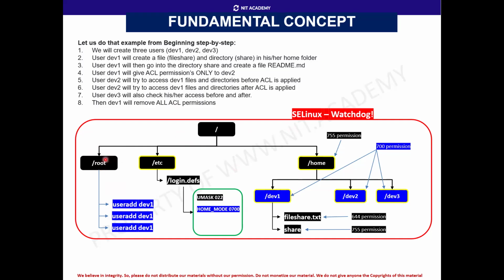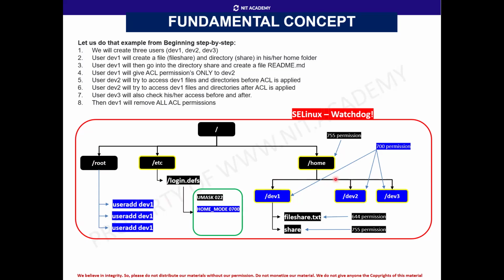Now the root creates users with the useradd command: useradd dev1, useradd dev2, useradd dev3. The minute he uses this command, it goes into the login.defs file, and it now defines the home mode of the user. So this is the 700 permission that you are seeing being applied to that folder. That is why dev2 cannot go over to dev1, dev3 cannot go over to dev1, and dev1 cannot simply go over and get past dev.